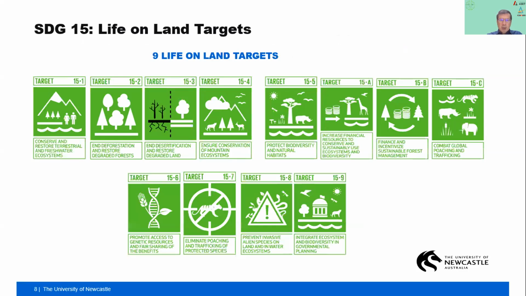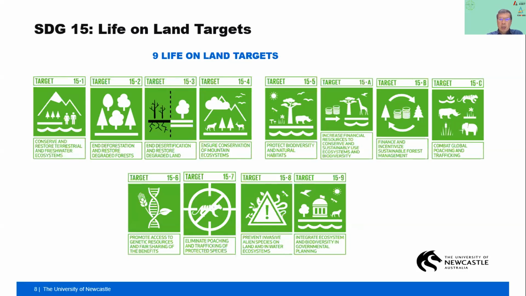Okay, so there are 9 specific targets on life on land, and you can see 15.1, 2, 3, 4, 5, 6, 7, 8, 9. You can read it yourself. For example, as we have discussed earlier, conserve and restore terrestrial and freshwater ecosystems, end deforestation and restore degraded forests. That's 15.2. The targets to end desertification and restore degraded land.